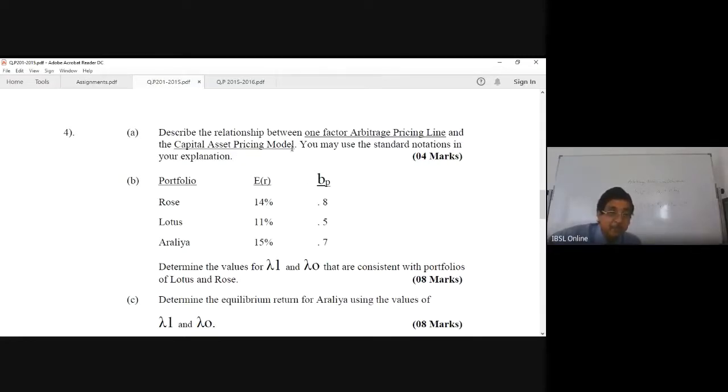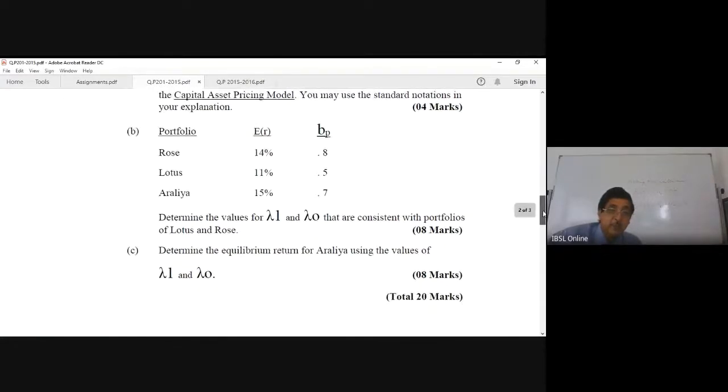And capital asset pricing model is explained as ER is equal to RF, that is the risk-free rate, plus RM minus RF into B. B is the beta. So when you compare with the standard notations, you will find that arbitrage pricing line is a representation of capital asset pricing model when it is given in one factor. That is what you need to say. Right, now we will go to the question.